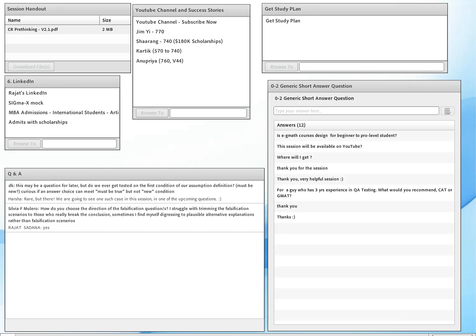CAT, in my opinion, yes, you get the IIMs for their full-time programs, but beyond that, in terms of high quality education, your options are very, very limited. So it just depends on what you want.